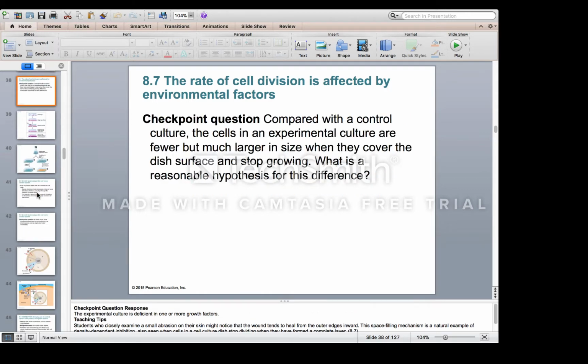So, checkpoint. Compared with a control, the cells in an experimental culture are fewer but much larger in size when they cover the dish surface. So again, what's the reasonable hypothesis for this? And again, this stems from those growth factors. There could be one, there could be multiple, there could be a reason why that tissue decides to grow at larger rates than it normally does inside the body.